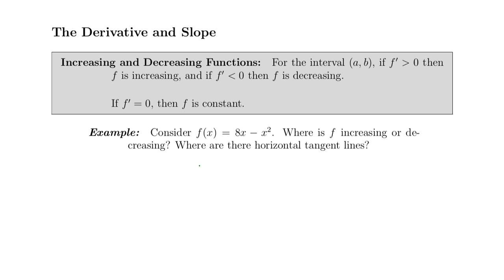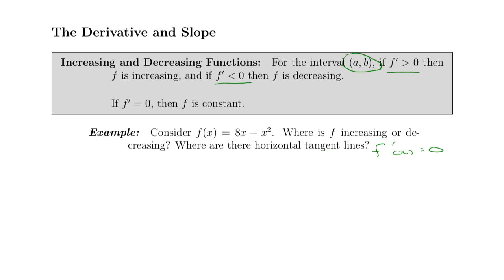So we can take a look at an example and try and mess around with this and see what's going on. If we want to find out where this function is increasing or decreasing, we're going to be looking at where the derivative is positive or where the derivative is negative. And if we want to find horizontal tangent lines, we know that we're looking for x values where this derivative is equal to 0. Now that's different than just having a constant function. Because here, for our function to be constant, the derivative needs to equal 0 on this whole interval.